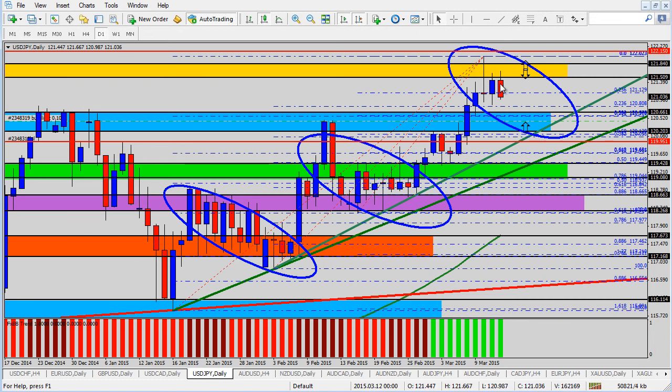Any negative US data may see that challenge back down here into the blue shaded area, and then of course we'll look for support along the trend lines, Fibonacci, and into that historical resistance on the left hand side.